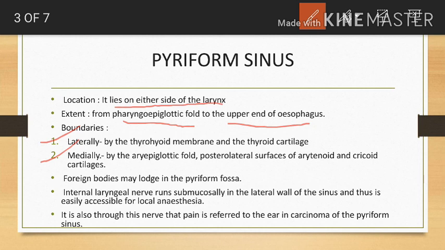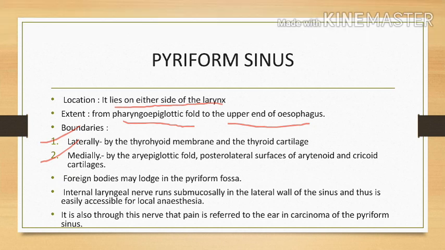Now all we have to know is that foreign bodies may lodge in the piriform fossa, mainly those small bones of the fish. Next important thing is the internal laryngeal nerve runs submucosally in the lateral wall of this piriform sinus, and hence it is most easily accessible for local anesthesia. And next important thing is it is also through this nerve that the pain is referred to the ear in the carcinoma of the piriform sinus.